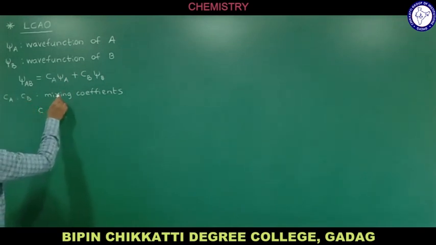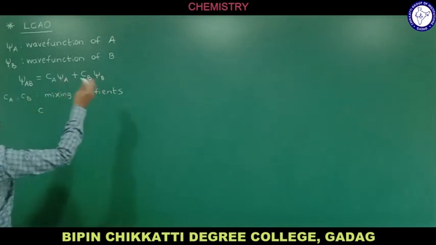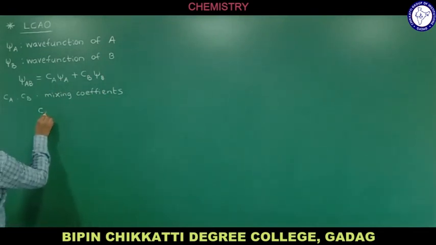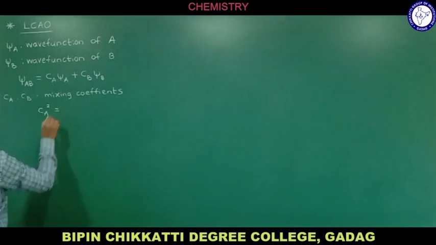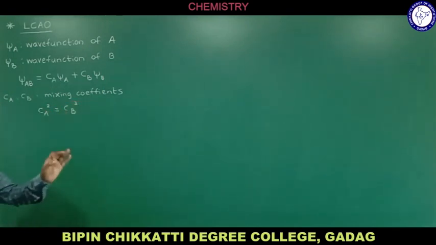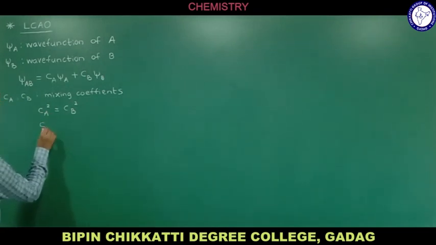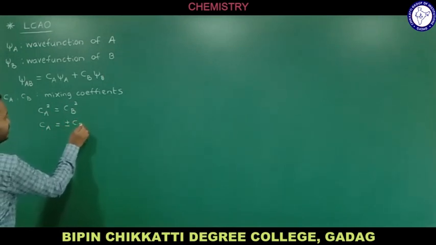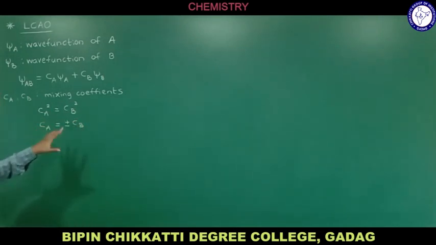So if you consider A and B are homonuclear atoms, or you can say the same kind of atoms, from that I can write the relation Ca square is equal to Cb square, and this is for homonuclear atoms if you consider A and B. And now I can consider that Ca is equal to plus or minus Cb. If you take the square root of that, Ca is equal to plus or minus Cb, and as I mentioned, these two are actually the mixing coefficients.